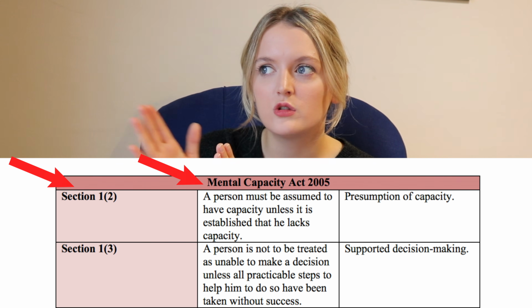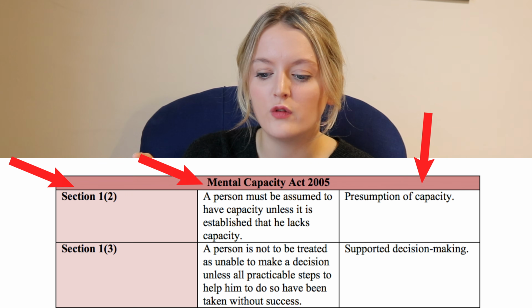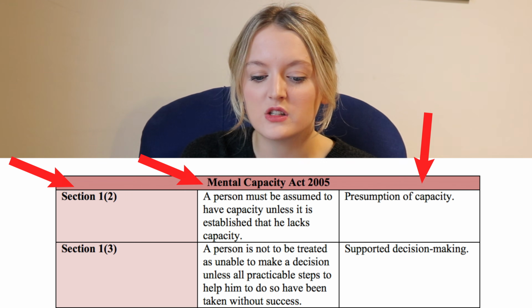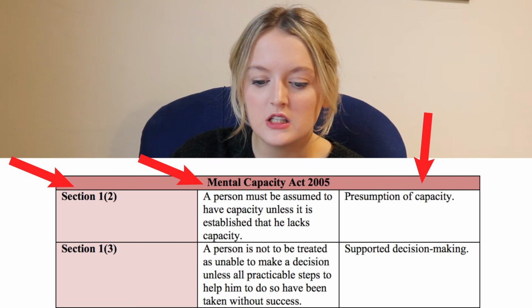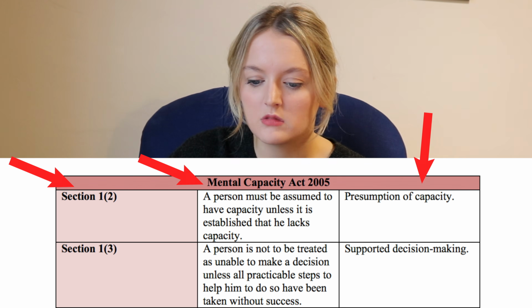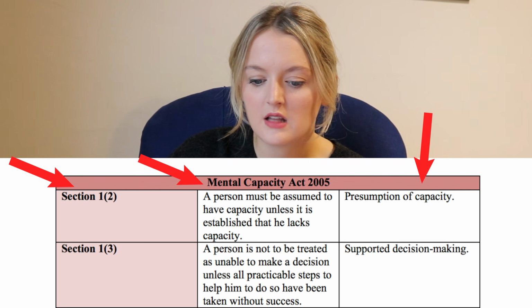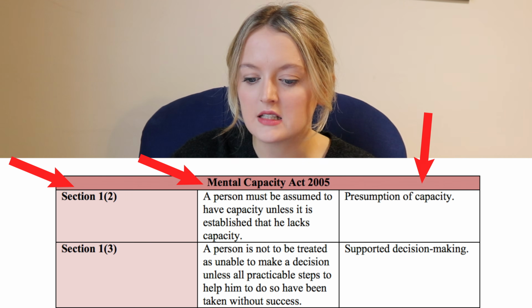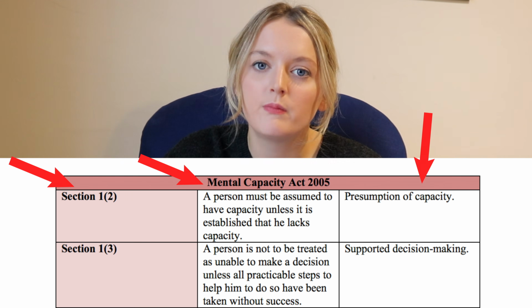And then I have a final column that's all for the summary of what that was about. So as you can see here, section 1.2 is about a person must be assumed to have capacity unless they think that they lack it, and the summary of that is it's the presumption of capacity. I can go down that final column and see what the section is about, and I can also break it up by section, and I do it in chronological order because it's easier to follow that way.